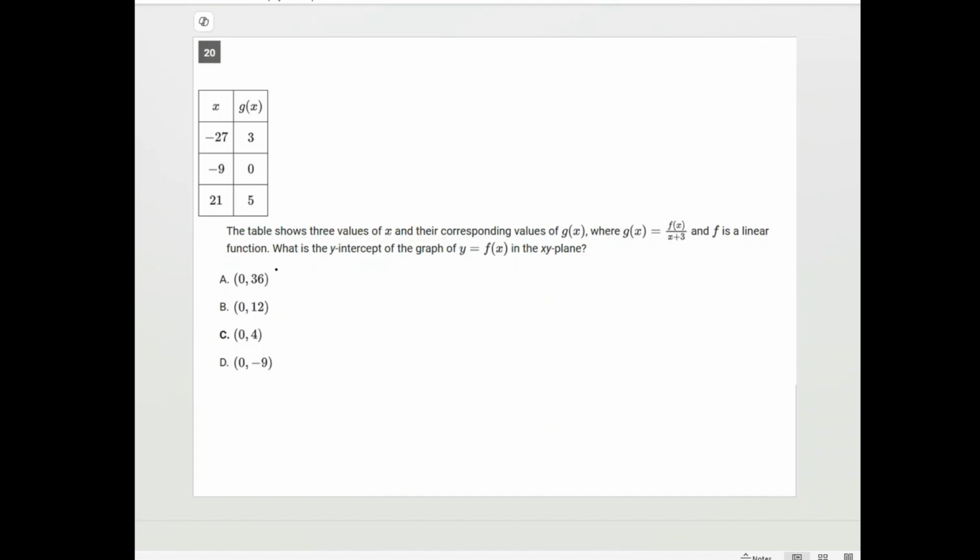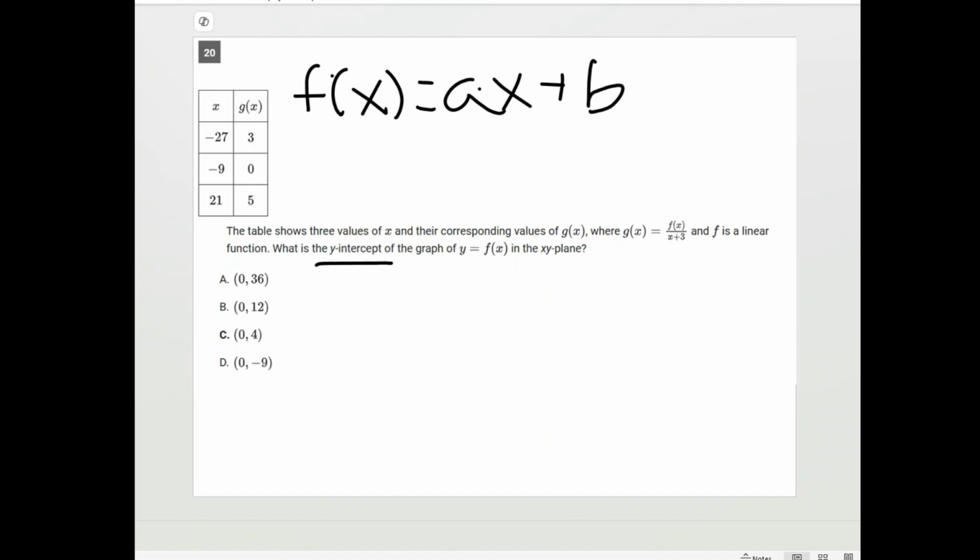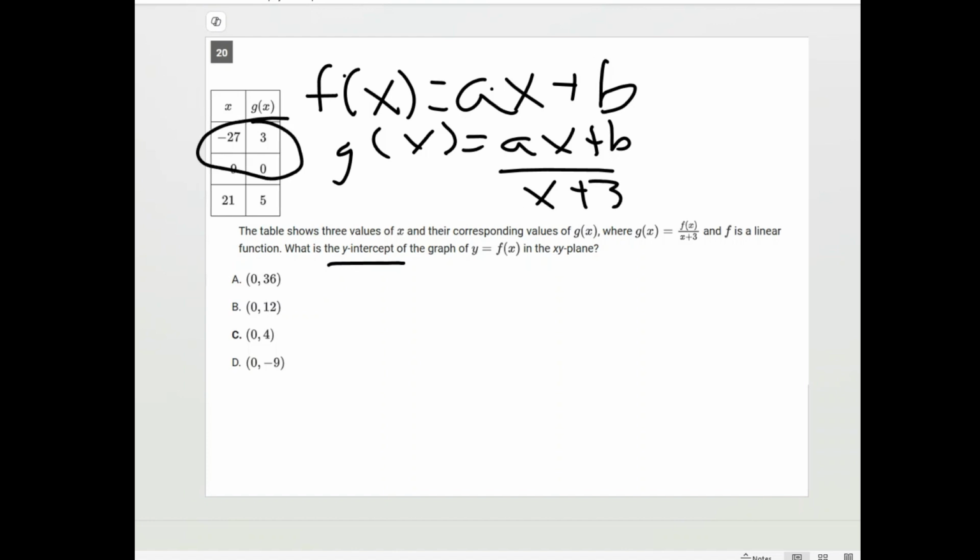So first we need to decide what f of x is. It says it's linear, so that means that f of x is going to be in this form, where a is the slope and b is the y-intercept. We're looking for the y-intercept, so we want to solve for b. So let's plug that in the equation for g of x. And now we can use some of the values given in this table in order to solve.